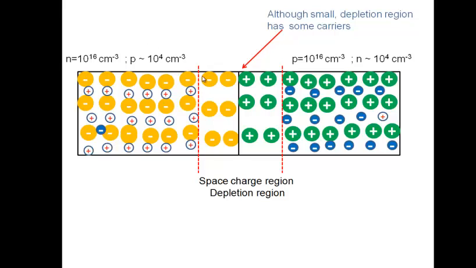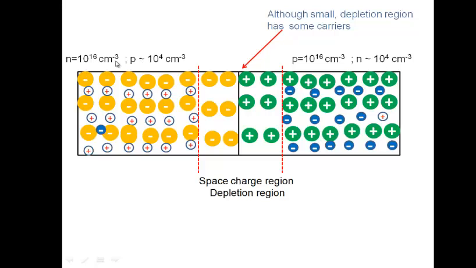Now remember, a mistake people commonly make, and this picture also shows it as if there are no holes and electrons here, is they think depletion region means no carriers at all. Obviously carriers are there, except that they are small in number. If I look at my electron concentration here, I think I've reversed it. The concentration here is 10 to the power 16, and the concentration here will be 10 to the power 4.